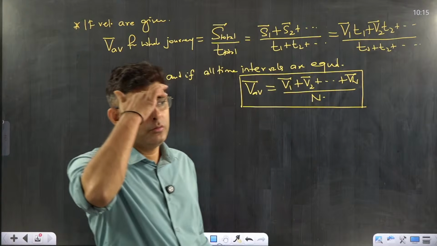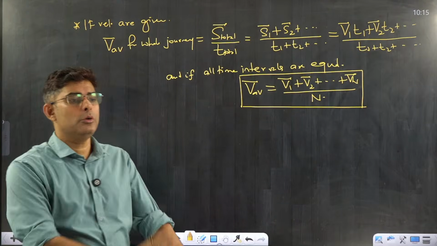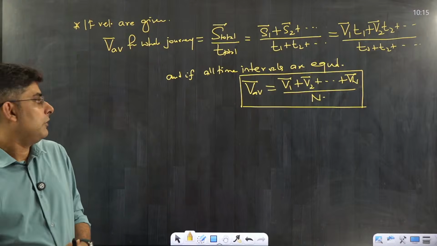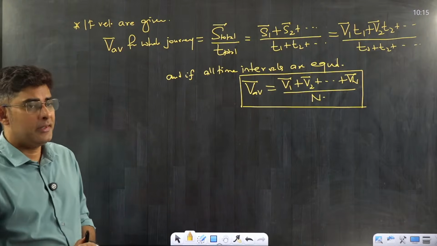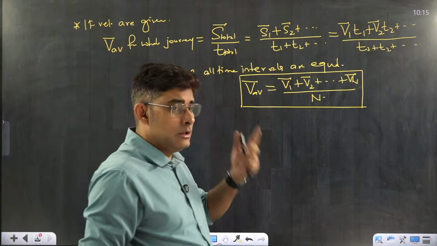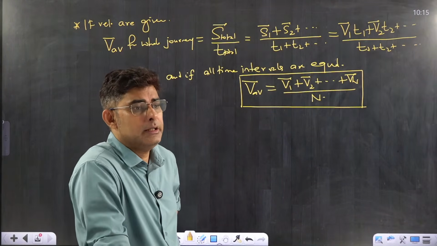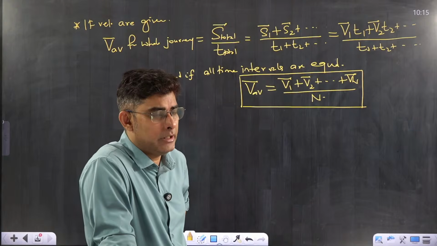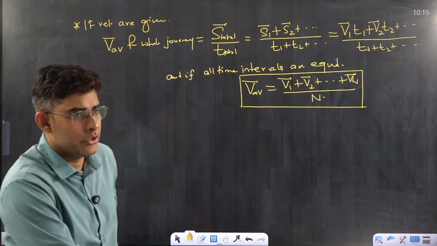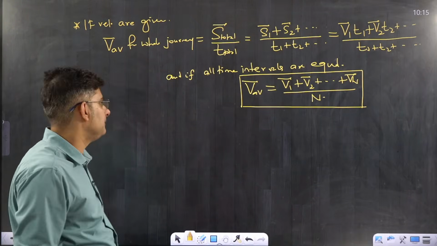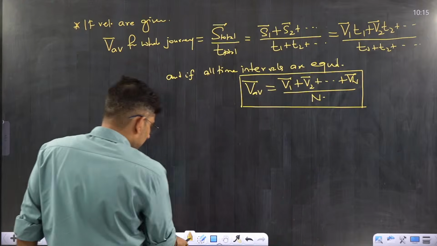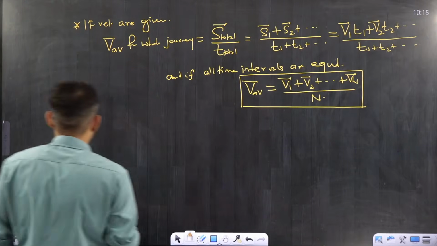Now we will directly come to questions. So here we have seen the concepts of average speed and average velocity when a journey is broken into parts, and in general what average speed and average velocity are, everything we saw. Let's now come to questions. Okay, so we start with our first question.